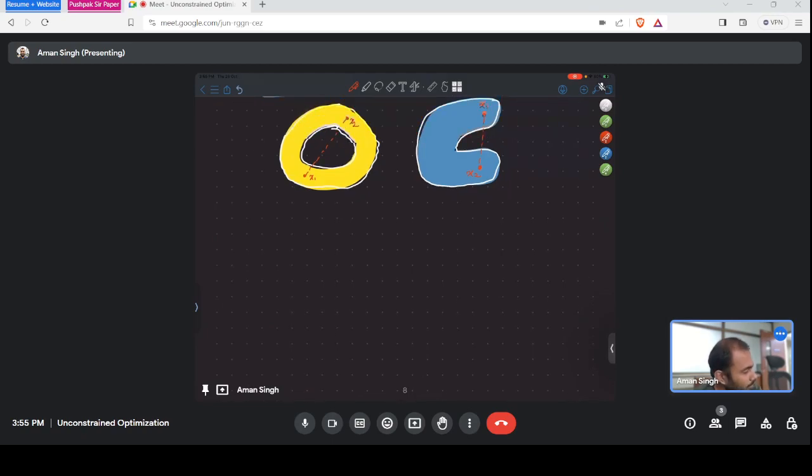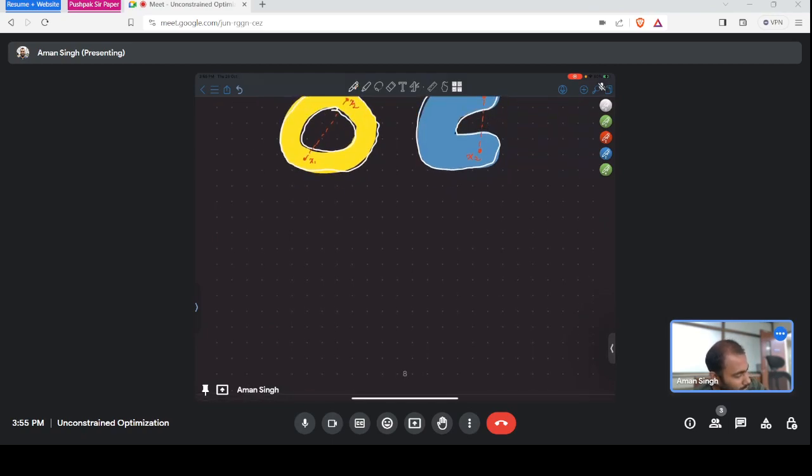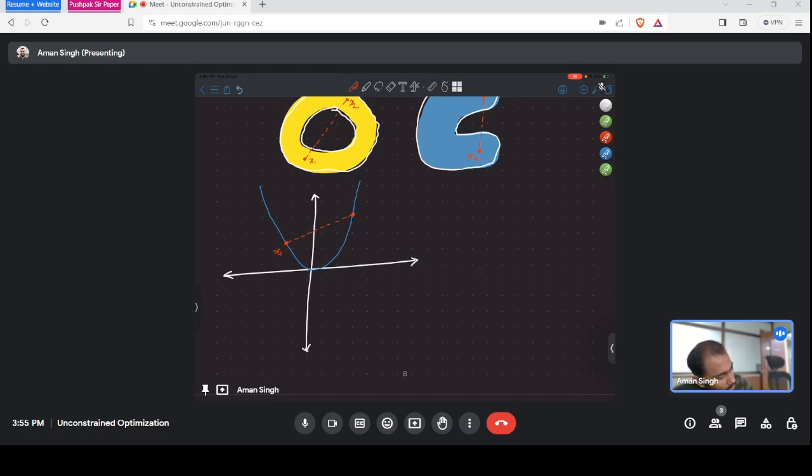So one more example that I'll give you. Let's say this single curve is a set. Then we know that this is not a convex set because any line joining these 2 points is not completely inside the set. So this is a non-convex set.